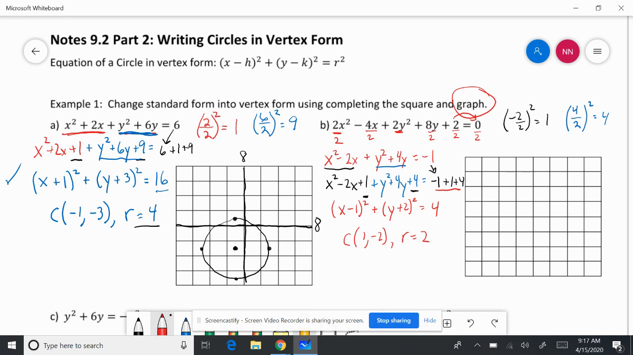So I am going to graph my circle. This time I'm going to go by ones since my radius is 2. I have 1, negative 2 as the center of my circle. And with a radius of 2, I go 2 in all 4 directions: 1, 2, in each direction. And to the best of my ability, I draw my circle.